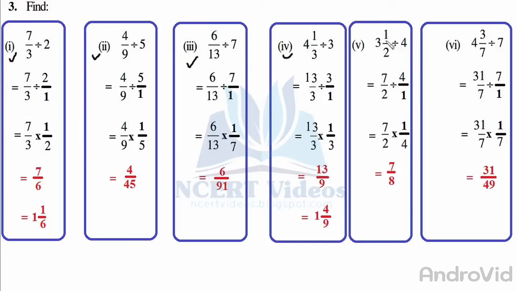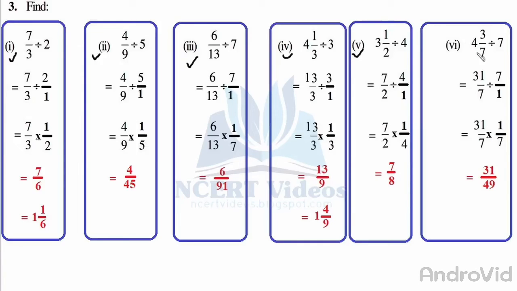3 and a half is converted to 7 over 2. 3 twos are 6 plus 1 is 7 divided by 4. Then 7 by 2 as it is, changing sign, flipping, 1 over 4. It becomes 7 over 8, proper.